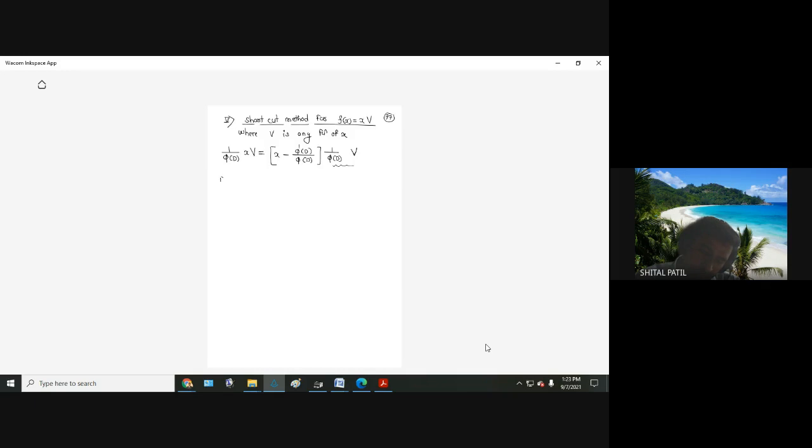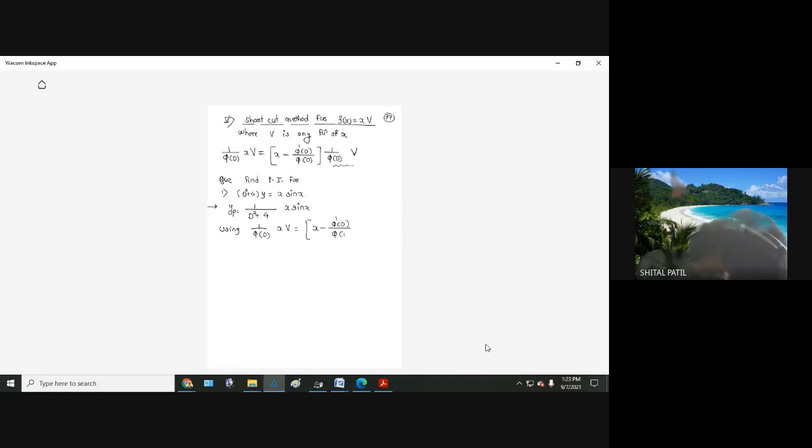Okay, right question. Find the particular integral for D square plus 4y equal to x sine of x. Okay, so now y of p equal to 1 upon D square plus 4 to be operated on x sine x, using 1 upon phi of D operated on xv equal to x minus phi dash of D divided by phi of D, 1 upon phi of D operated on v.